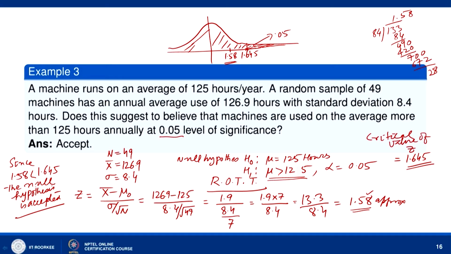So, the alternative hypothesis, mu is greater than 125, is rejected. That is to say, we do not have reason to believe that machines are used on the average more than 125 hours annually. This is not accepted. So, machines are not used on an average more than 125 hours annually at 0.05 level of significance.